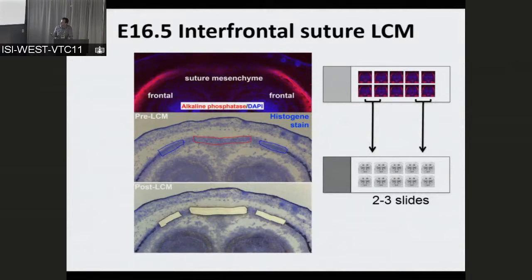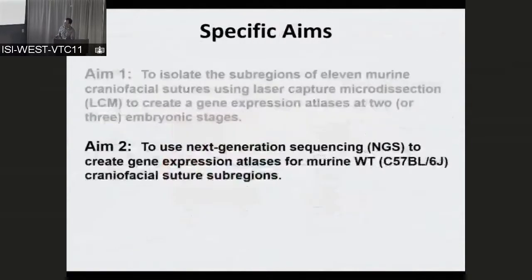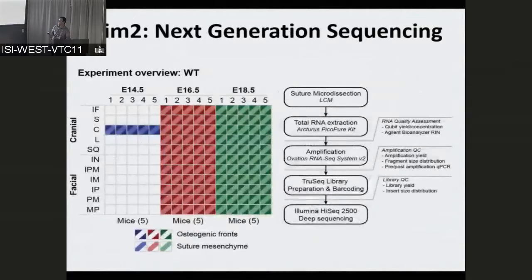So we start with this as our guide, and then when we're at the machine, we can further identify our osteogenic fronts from our suture mesenchyme, and these are dissected. And then there's RNA extraction, and then these are checked on the bioanalyzer for the RIN score, so the RNA quality and the concentrations. Oh, sorry. So on to the data generation part. We're in the middle of this at the moment.